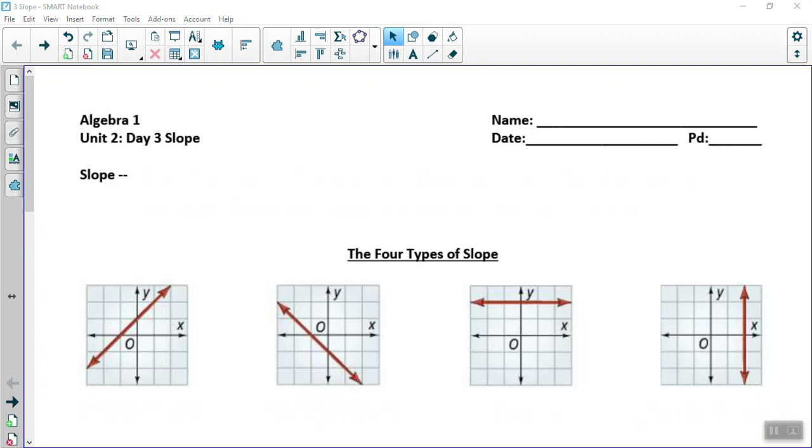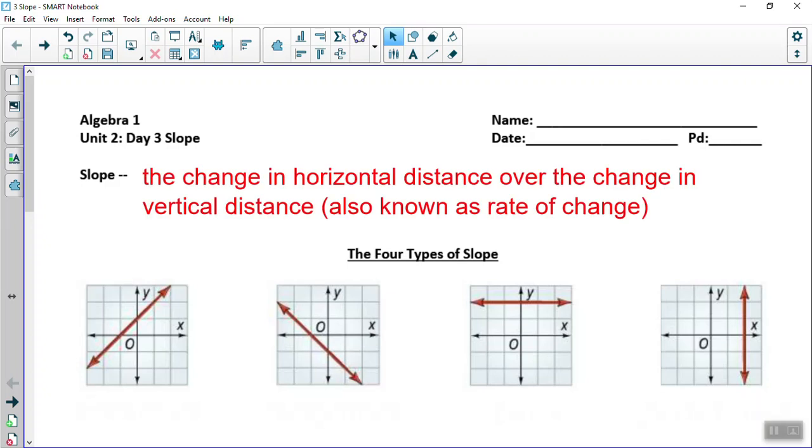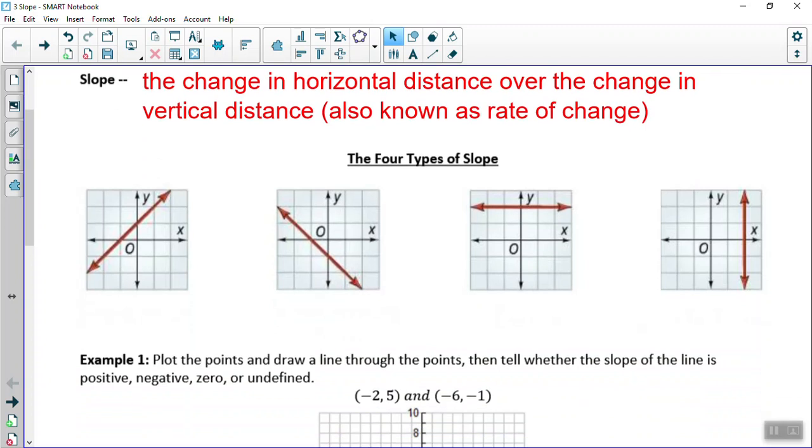Hi everyone, today we'll be talking about slope. Slope is the change in horizontal distance over the change in vertical distance. It's also known as a rate of change. We have four types of slope.